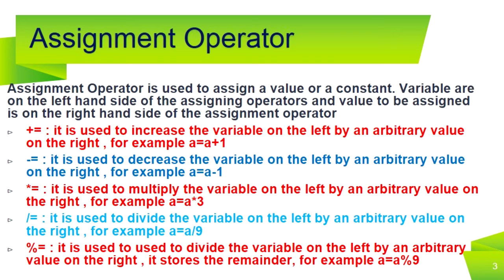Next one is divide is equal to. It is used to divide the variable on the left by an arbitrary value on the right. For example, a is equal to a divided by 9. The last one is modulus is equal to. In programming language, the percentage symbol is called modulus. So percentage is equal to. It is used to divide the variable on the left by an arbitrary value on the right. It stores the remainder. For example, a is equal to a modulus 9.